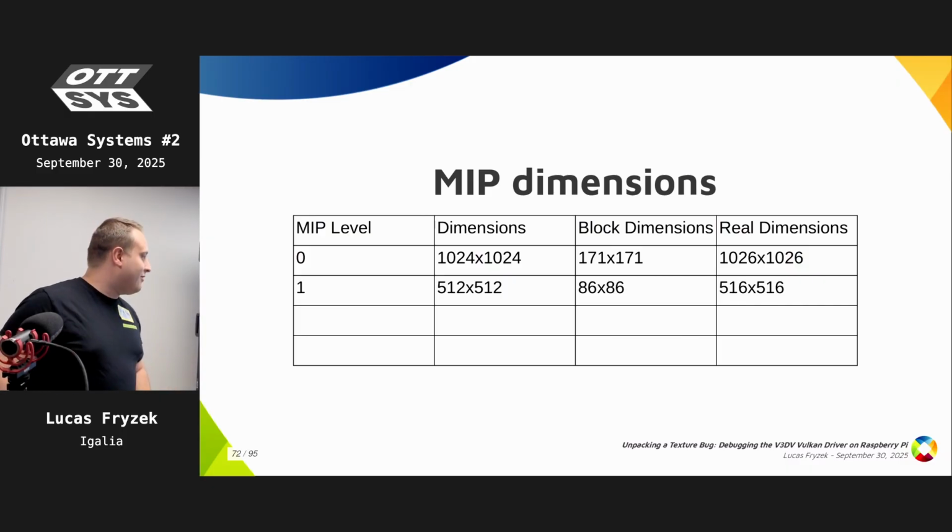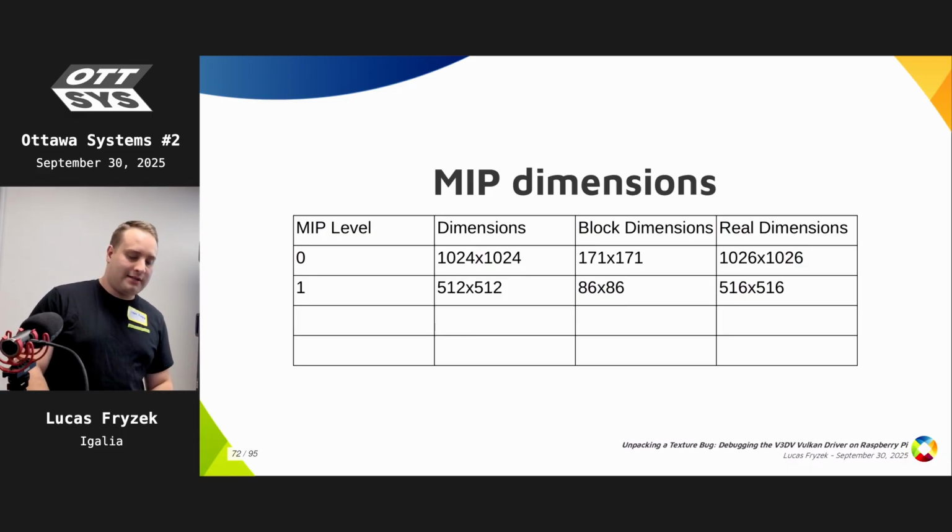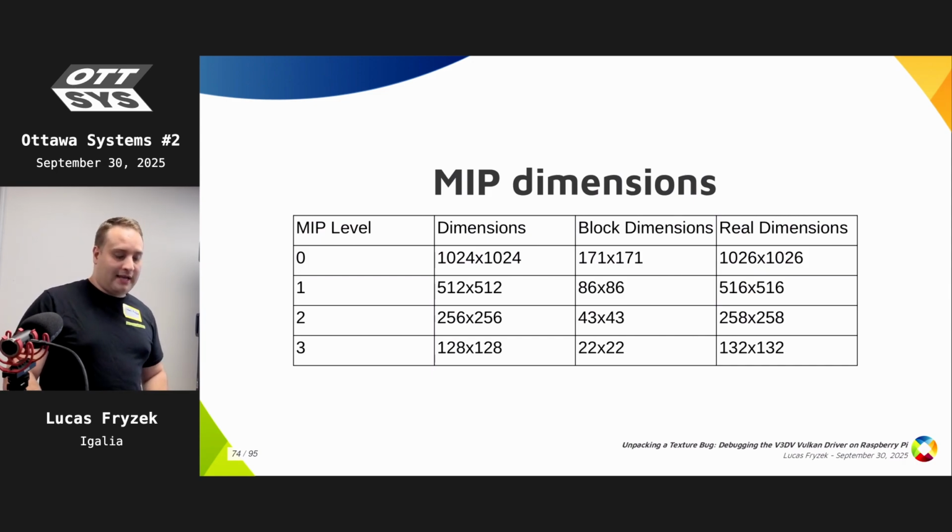The first MIP level after that will be 512 by 512, or 86 by 86 blocks. Then the problematic MIP level will be 256 by 256, or 43 by 43 blocks. And then the third one will be 128 by 128, or 22 by 22 blocks. And you can see here for the actual division, there's nothing weird going on. The image we started with was a power of 2, so no weird rules for the hardware come into play here. We can just divide by 2 because everything's already a power of 2.